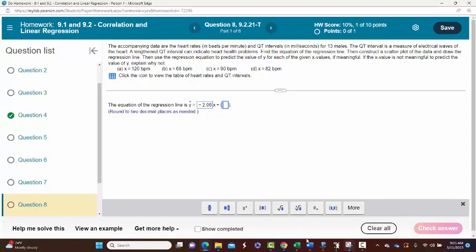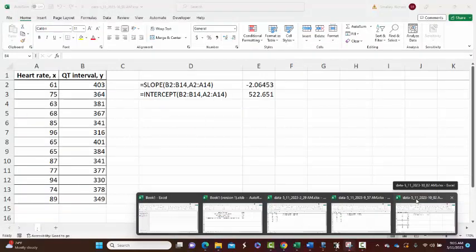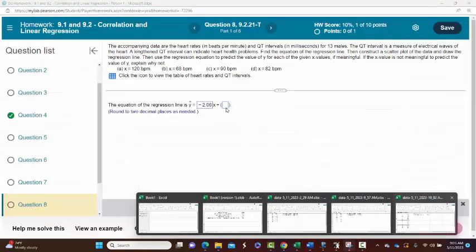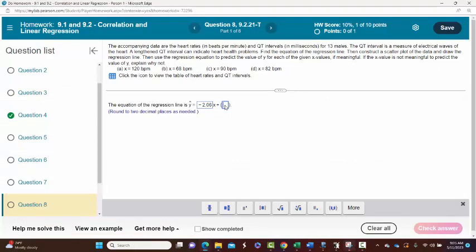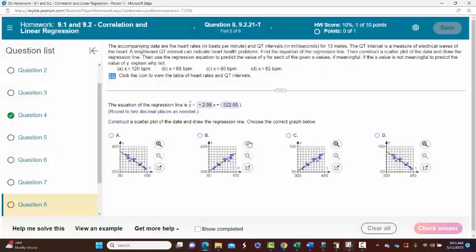And 2 decimals for the slope. 522.65. Hooray! Now, I'll show you how to do a scatter plot real quick in Excel.